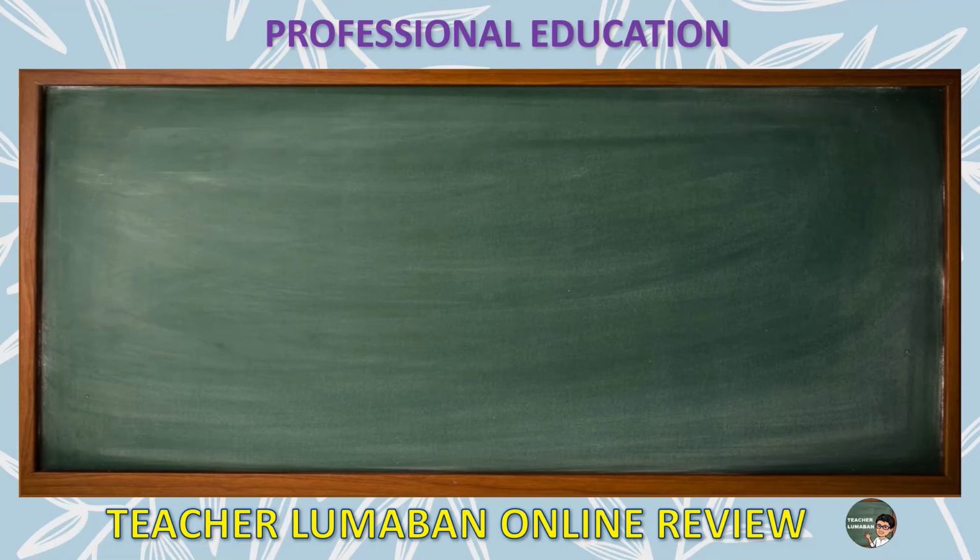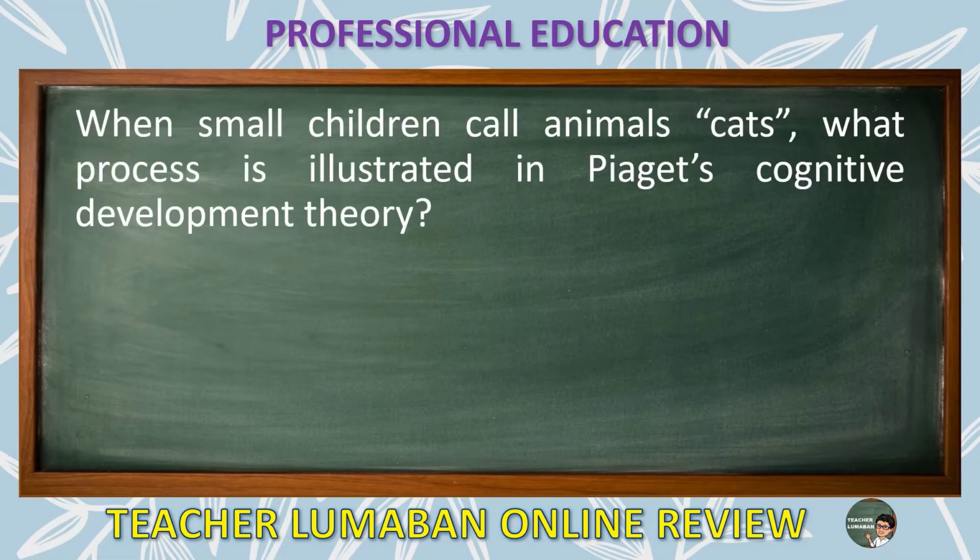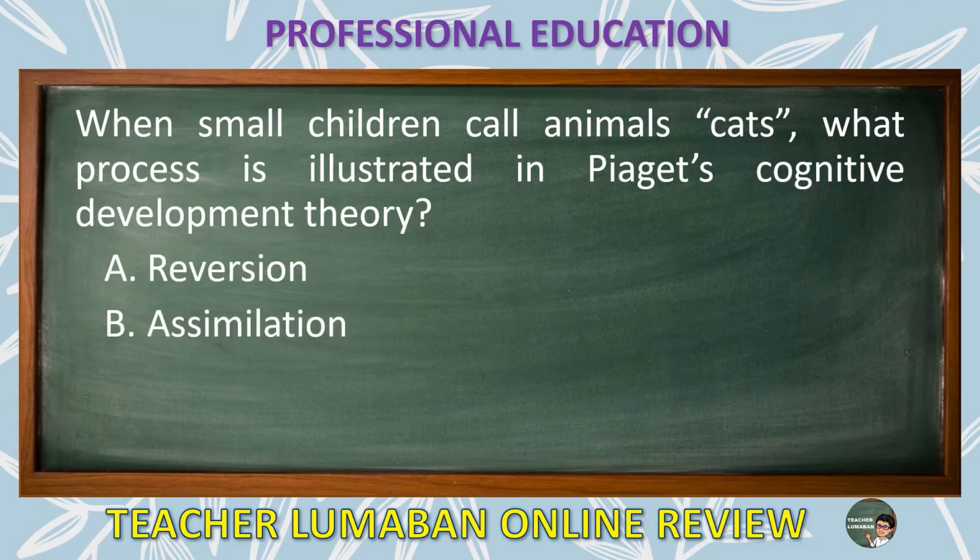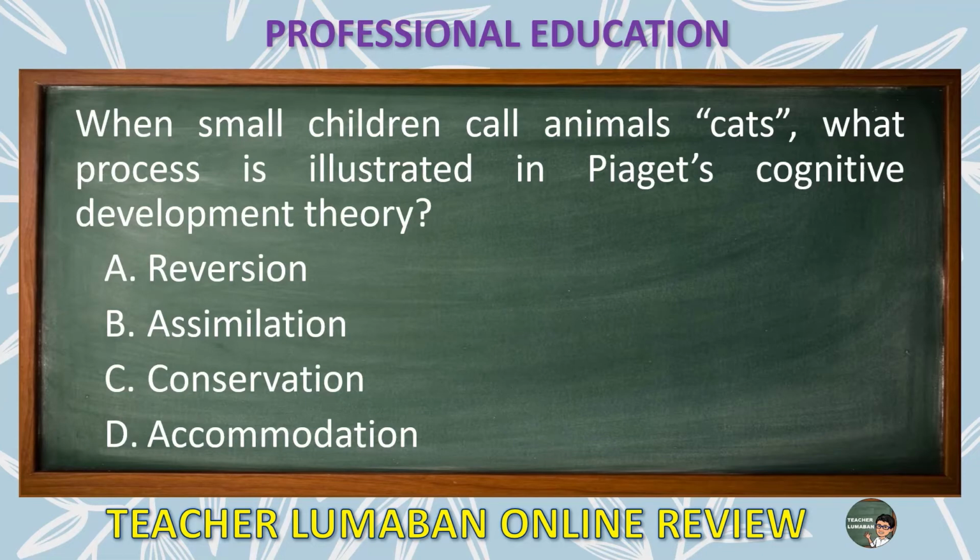When small children call animals cats, what process is illustrated in Piaget's cognitive development theory? Letter A. Reversion. Letter B. Assimilation. Letter C. Conservation. Letter D. Accommodation. Choose the suitable answer based on the given choices in 5 seconds.